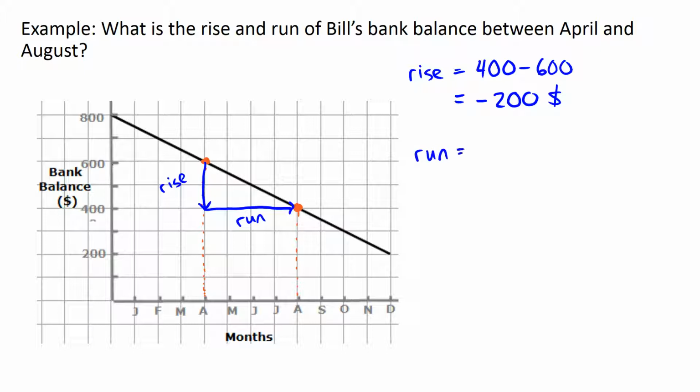Then we need the run, and the easiest way to get the run is probably just to count the number of months between April and August. So that's 1 month, 2 months, 3 months, 4 months. And there's our rise and our run.